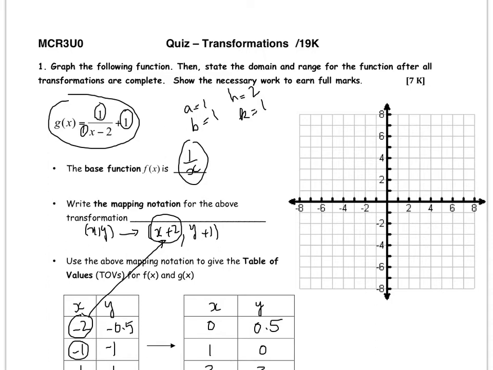The vertical asymptotes are the zeros of the denominator. Now the denominator is x minus 2, so we solve x minus 2 equal to 0, and we find x is equal to 2. This means the vertical asymptote is x equal to 2. So we get a line like this one.